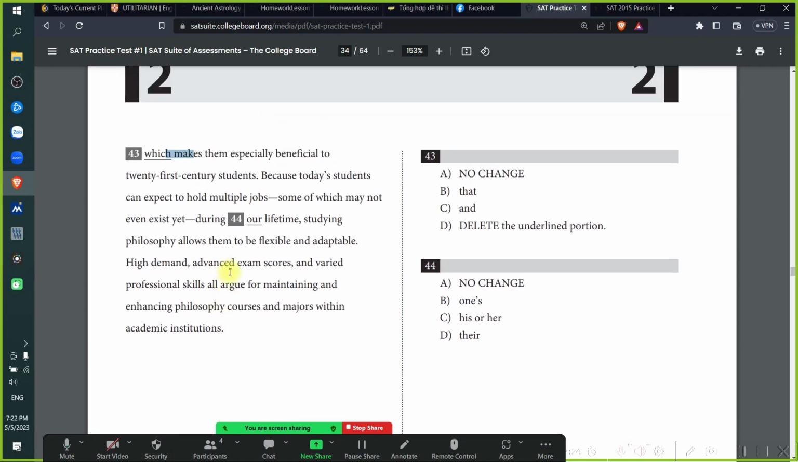Okay, 44. Be there. May not even exist yet during their lifetime. Because this one should refer to students, right? Today's students. So it should be plural form, their.